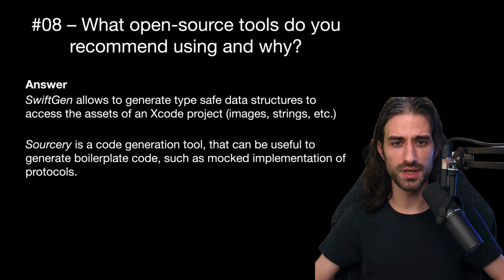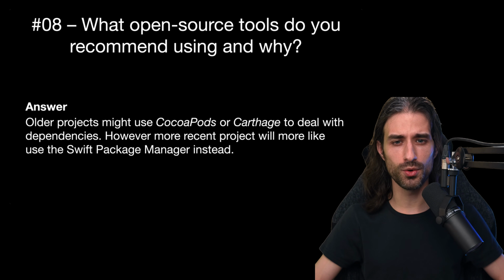And while we're on the topic of code generation tools, we can also mention Sourcery, which is a general purpose code generation tool that can be very useful to automate the writing of boilerplate code. Think, for instance, of implementing mocked implementations of protocols. And finally, we can mention that older projects are very likely to use an open source tool to manage their dependencies with tools like CocoaPods or Carthage. However, more recent projects are much more likely to use Apple's own Swift Package Manager for this job.